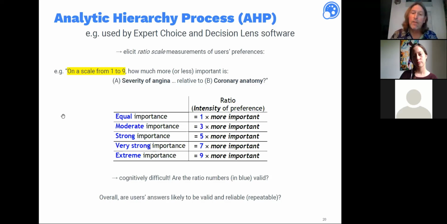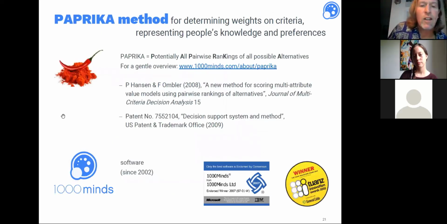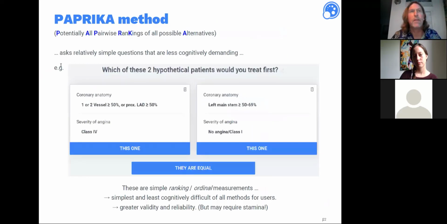The Paprika method that Franz and I invented quite a long time ago now, and that is the basis of 1,000 Minds software. There's an acronym. If you want more information, it's easy to find on our website, and there's lots of supporting information. So I'm just going to show you what it looks like, but not go into the maths, of course. It asks simpler questions that just involve a preference ordering or an ordinal expression of preferences. And I'll illustrate this in another example in just a moment.